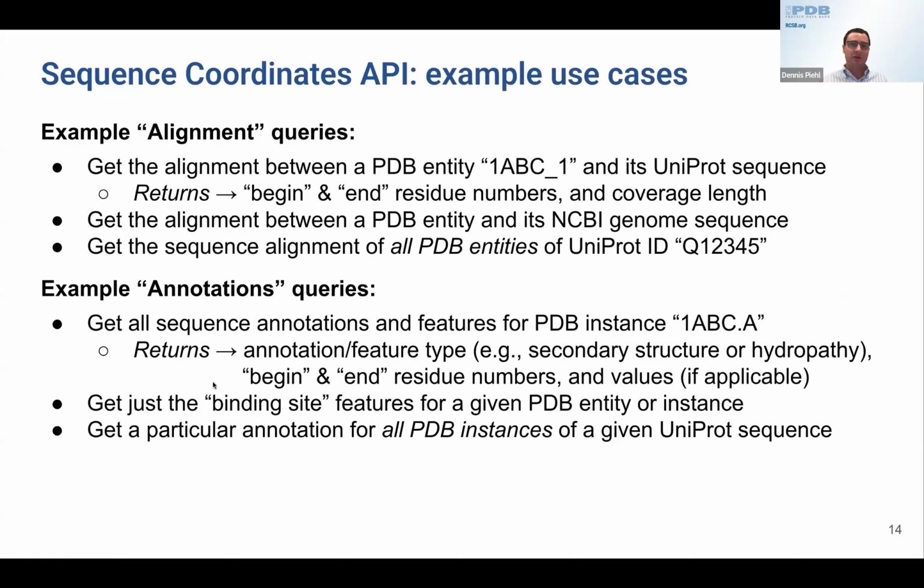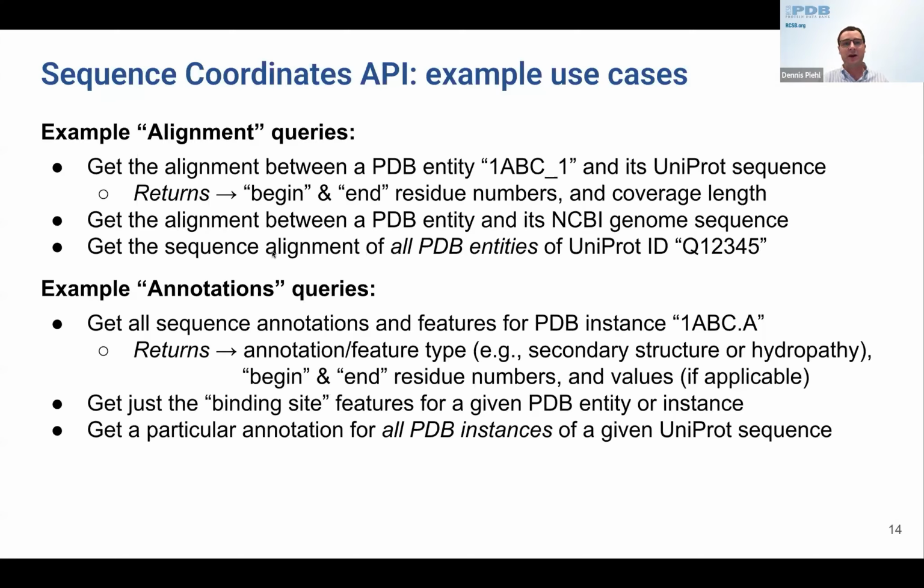So just to provide some example use cases for the sequence coordinates API, in the case of alignment queries, you can use the API to get the alignment between a PDB entity and its UniProt sequence. What's returned from the API is the begin and end residue numbers of the sequence that you're querying, along with the begin and end residue numbers of the sequence that you're aligning it to. And then you also get the coverage length, so the number of residues that actually span over that alignment.